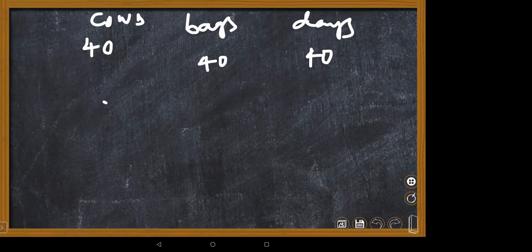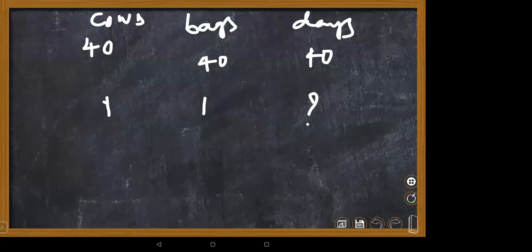In how many days will one cow eat one bag of husk? Ma'am, one day. Yes, first you have to find that out. Is it one day? Yes, children, is it one day? Ma'am, one day. Yes, I can hear you. Is it 1 by 40th of a day? Very good. Jashmita, you are correct.